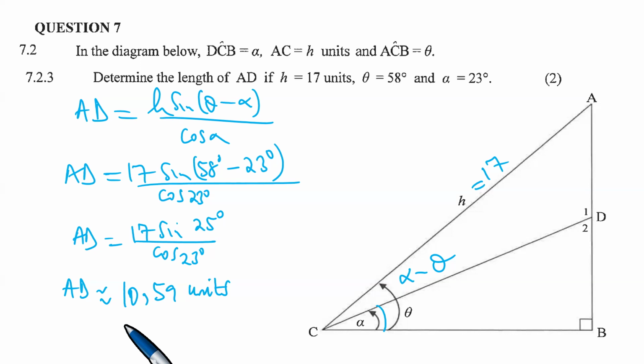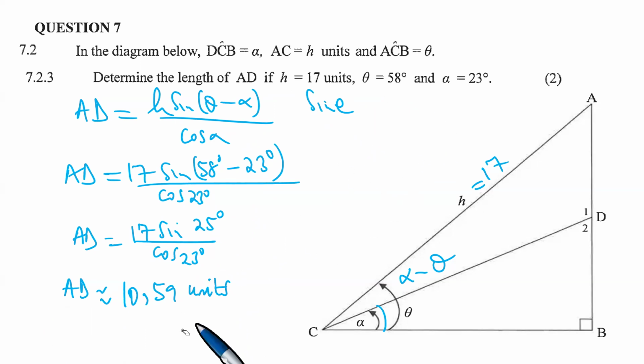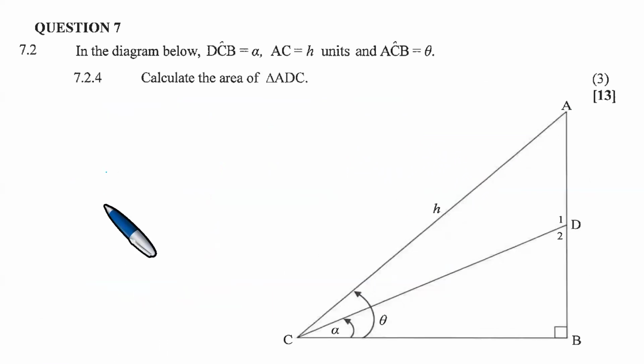So we've got that because we're determining the length of AD, and we found that the length of AD is actually 10.59 units. And we obviously use the consequence of the sine rule here, which we were able to prove in the previous question. We applied the sine rule in the previous question to establish this result. So it is the sine rule we used, or what you call the law of sines. Next question.